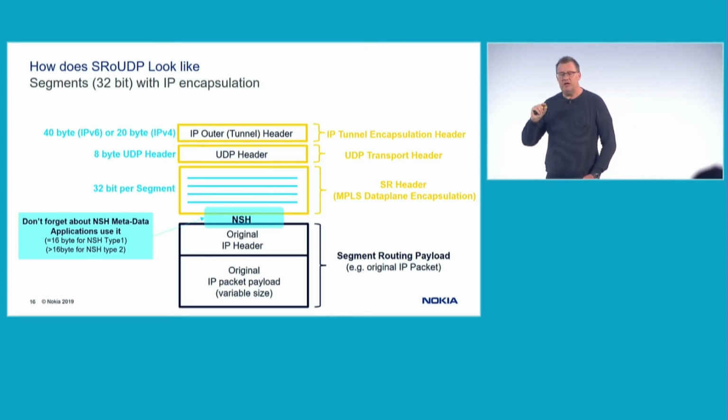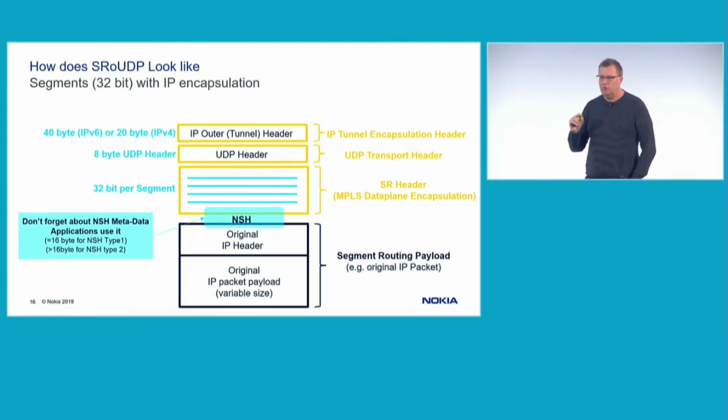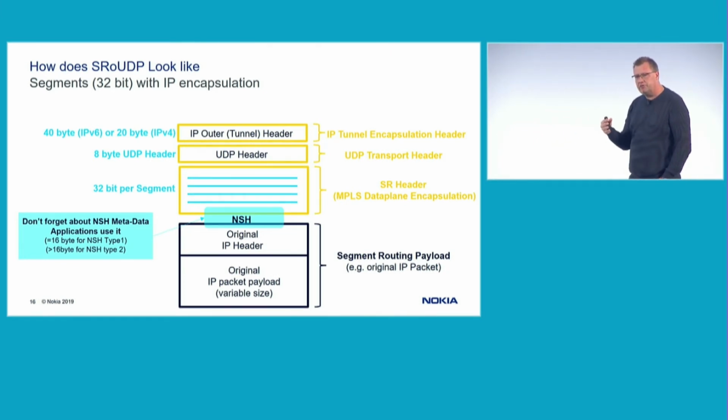Then we actually have our UDP header, which is going to be 8 bytes. And then we have our sequence of segments, which in this case, because we do 32-bit segments, is going to be each segment 32 bits. And then again, we can do our network services header insertion for providing extra context, if that is necessary for your infrastructure.